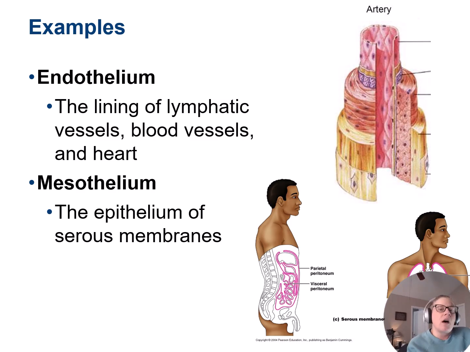Some examples of simple squamous epithelium include the endothelium. Whenever you see this part, endo, I want you to think inside. So this is a thin layer of simple squamous epithelium that you find inside vessels, like blood vessels, lymphatic vessels, and other places in the body. Mesothelium is a type of epithelium that lines serous membranes. And serous membranes are very thin membranes that surround our organs internally.